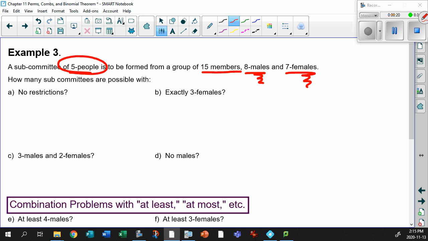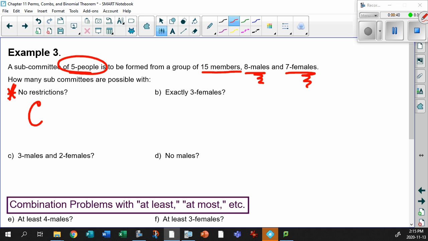Okay, so what? Look at A. A says no restrictions at all. Well, then no restrictions at all. You don't care if they're male, female. You don't care about the order either. If it's Bill, Fred, and Angela, you don't care if it's Angela, Fred, and Bill. The order does not matter. So that's one of the reasons why this is going to be a combination.